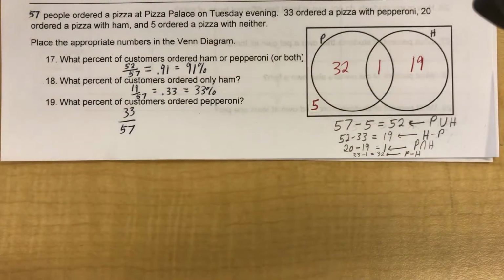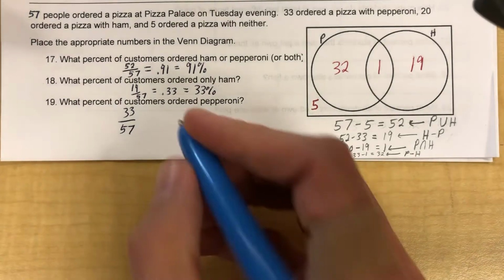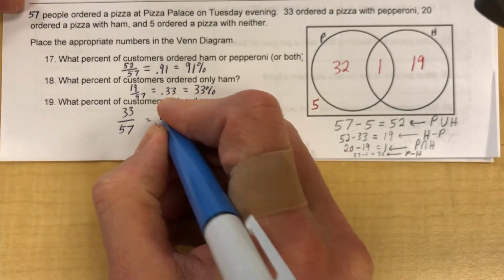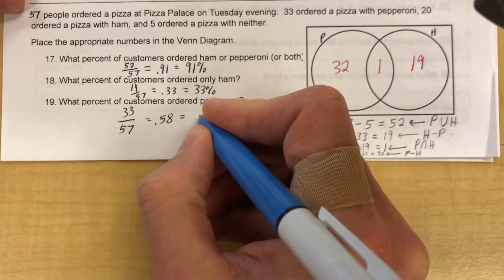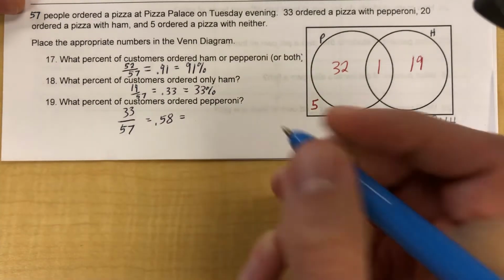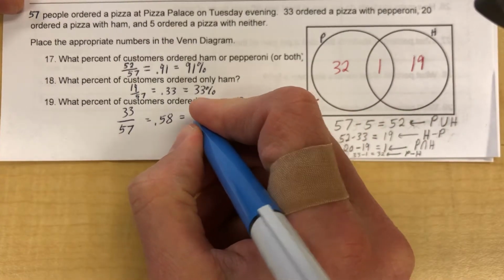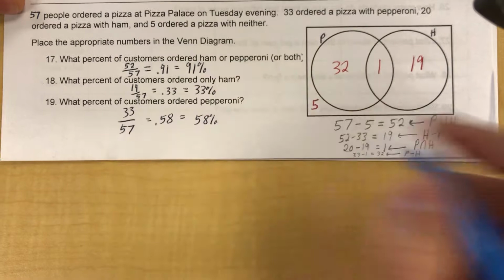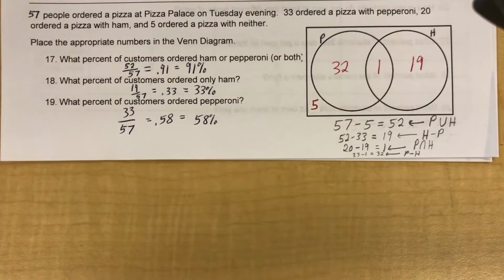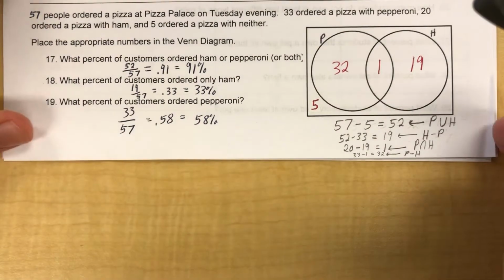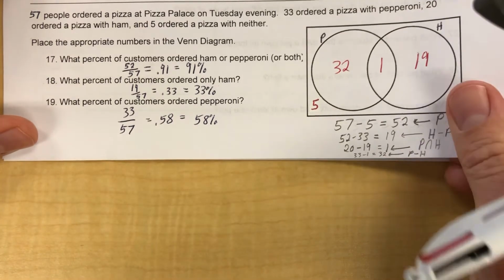33 out of 57 is 0.58, and that, move your decimal 2 places, which is the same as multiplying by 100, which is how we deal with percents. That'd be 58%. Okay, we're going to do another one that's very similar to this. So we're going to flip the paper over and keep on moving. Here we go.